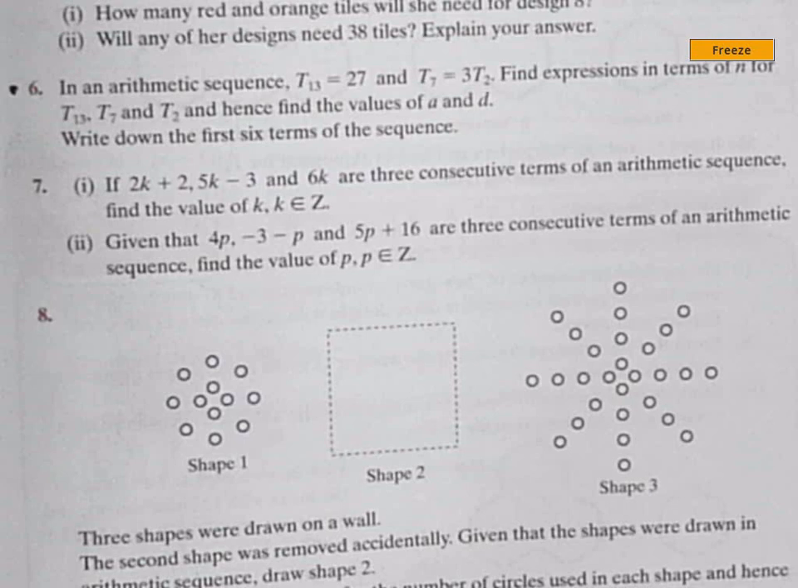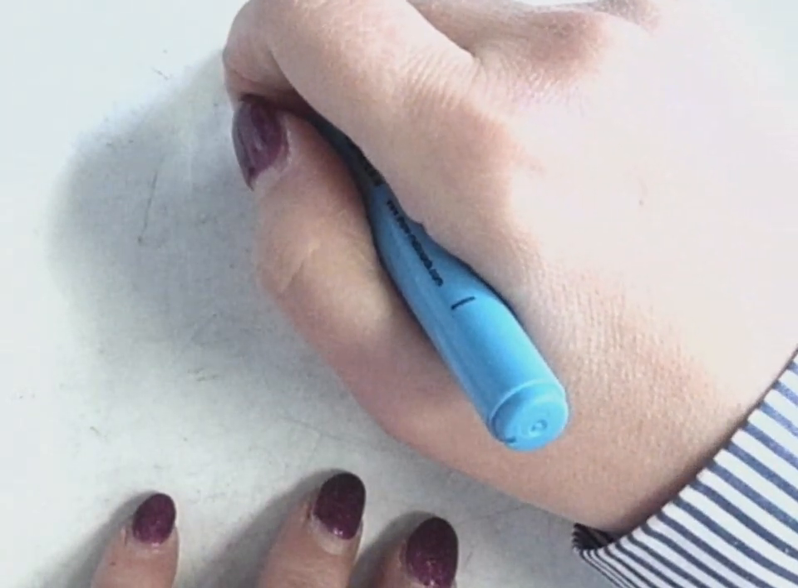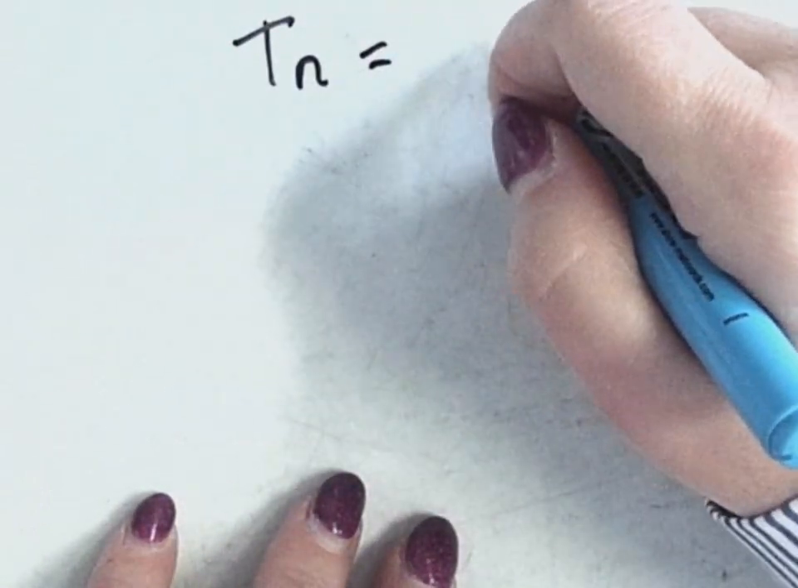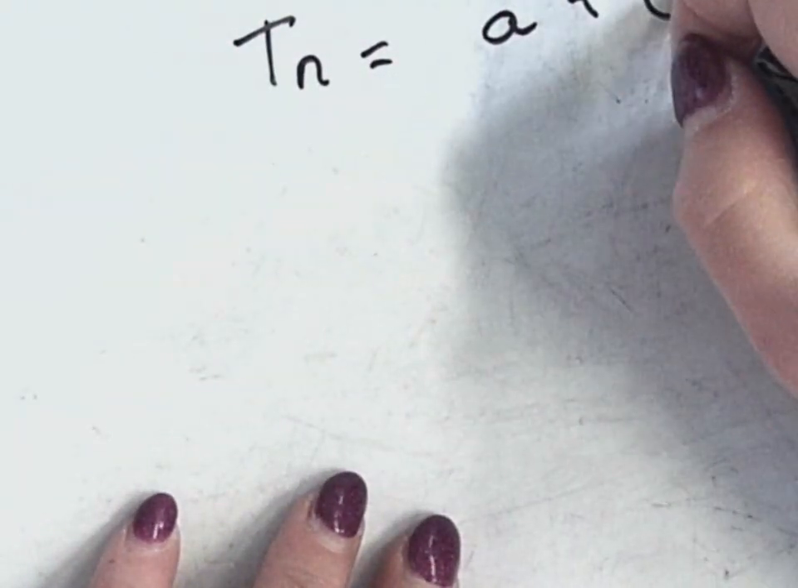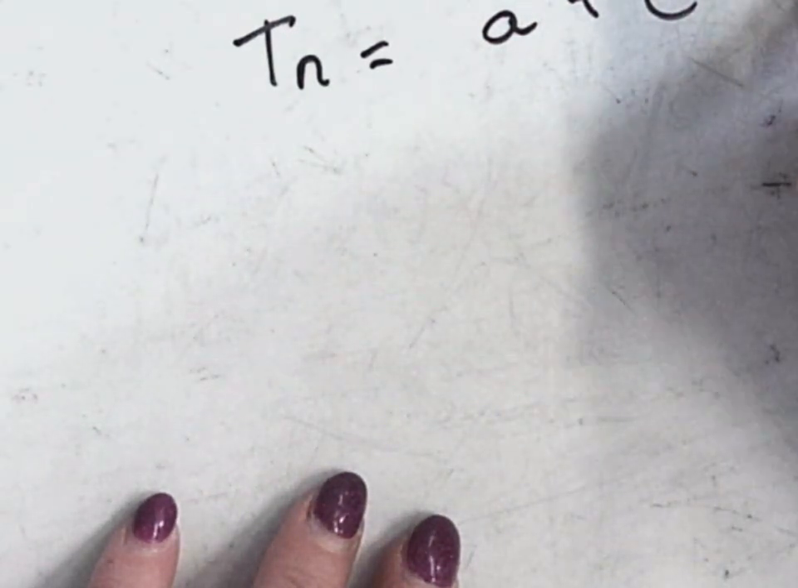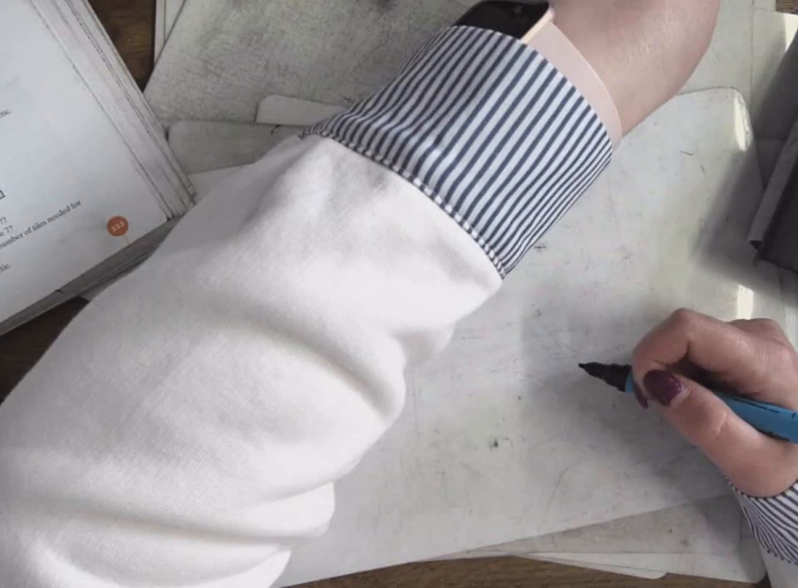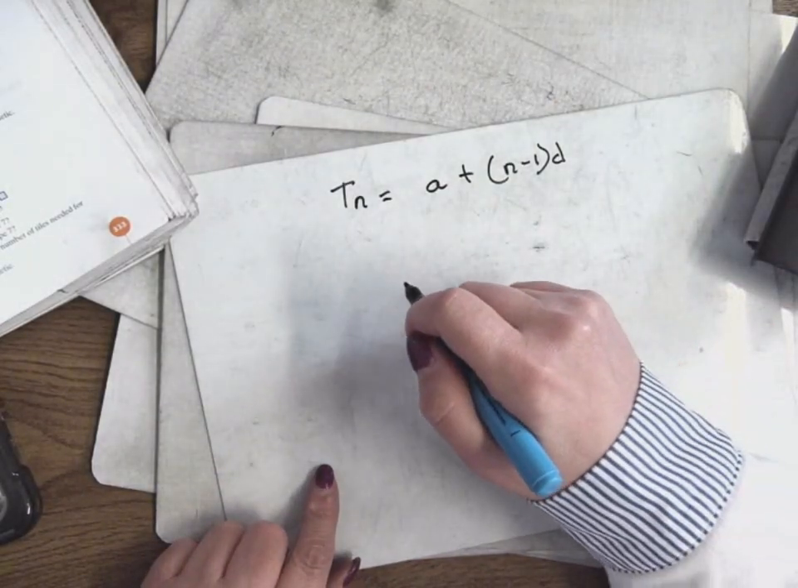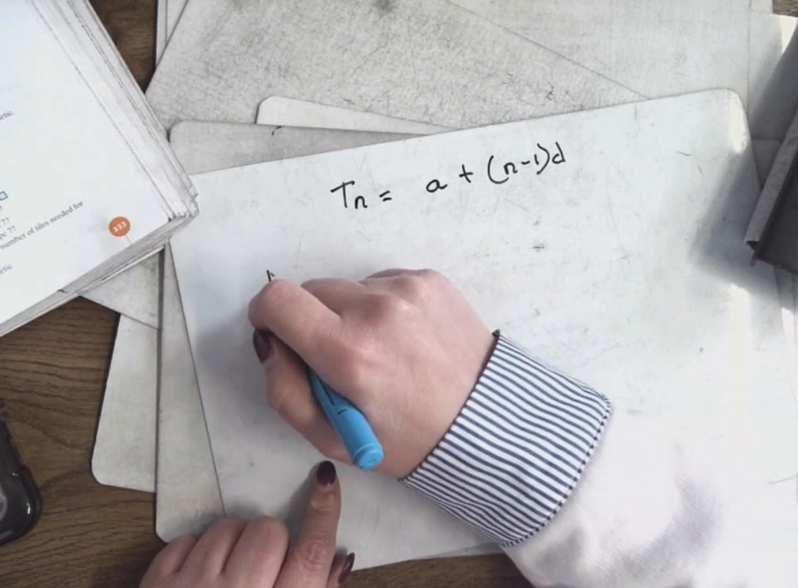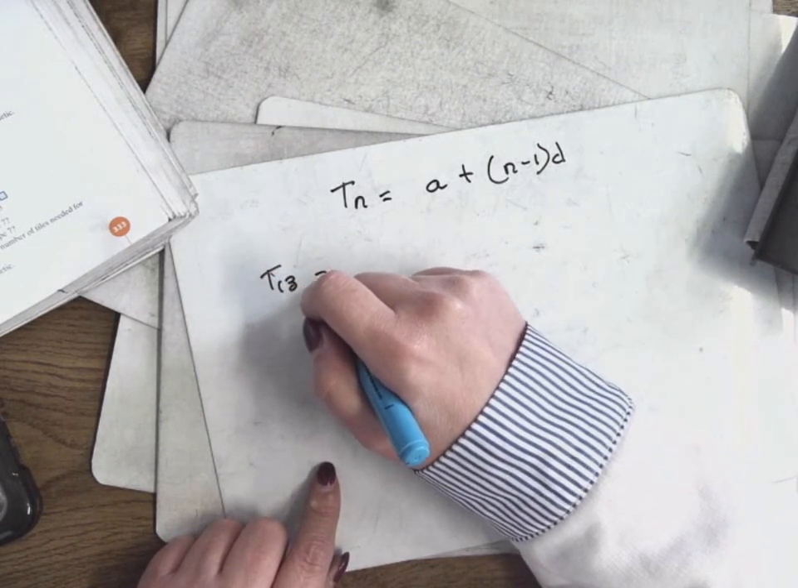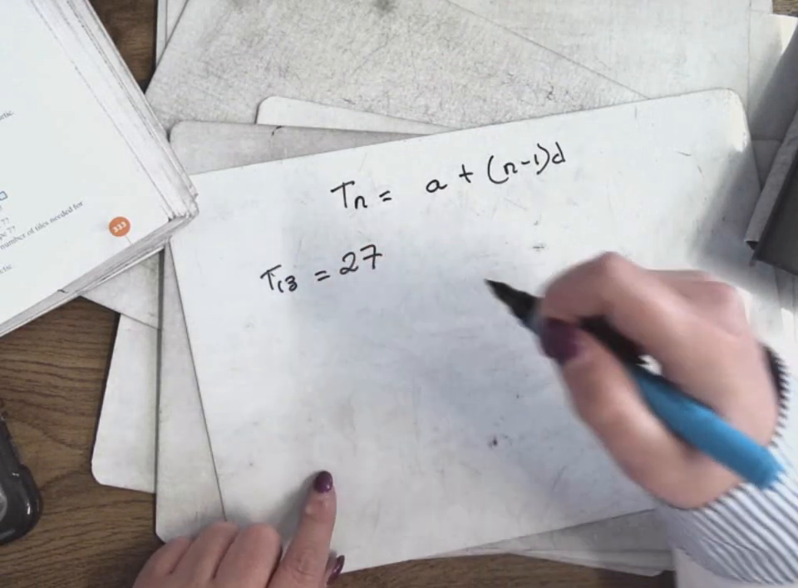Okay, are we ready? Right, so let's do it. They told me it's an arithmetic sequence, right? That's the first 3 words, an arithmetic sequence. So off I go to my log tables. I know this formula is going to apply. Okay, that's the first thing. The second piece of information they told me was T13 equals 27. So term number 13 is 27.